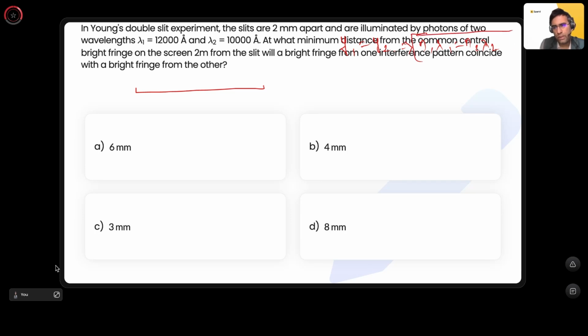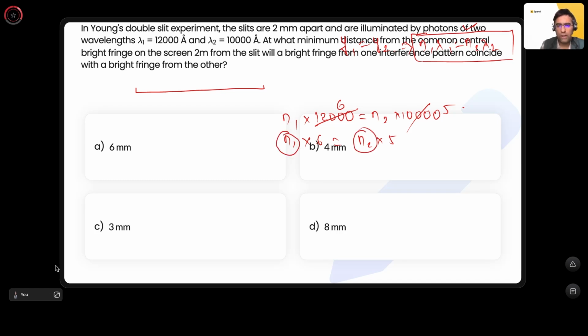Okay, so this is what you have to do here. So let's say कि n1 into 12,000 will be equal to n2 into 10,000, and if we do this it will become 6 and 5. So n1 into 6 will be equal to n2 into 5. Now, what will be the minimum value of n1 and n2? So, if this becomes 5 and this becomes 6, they will become equal.